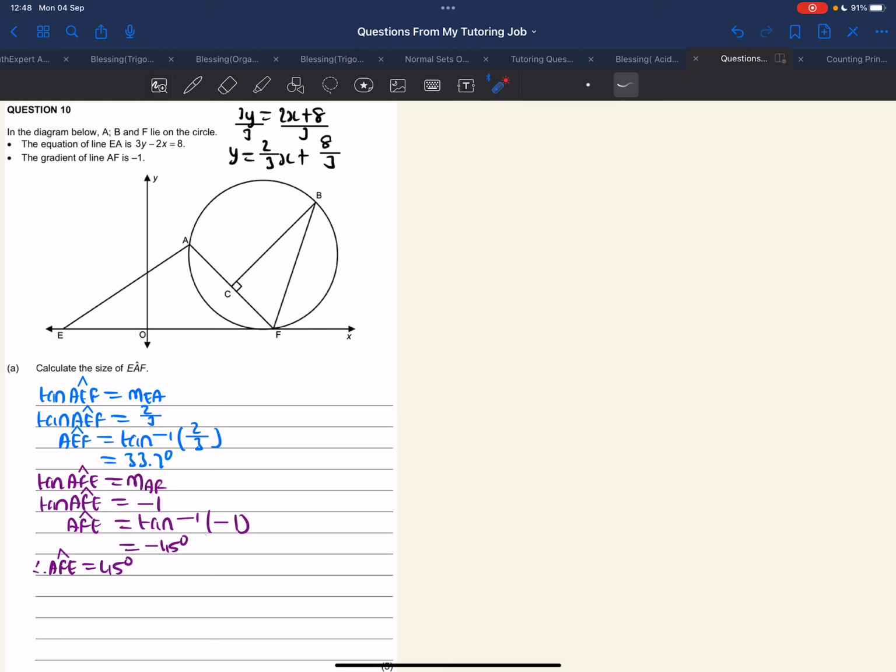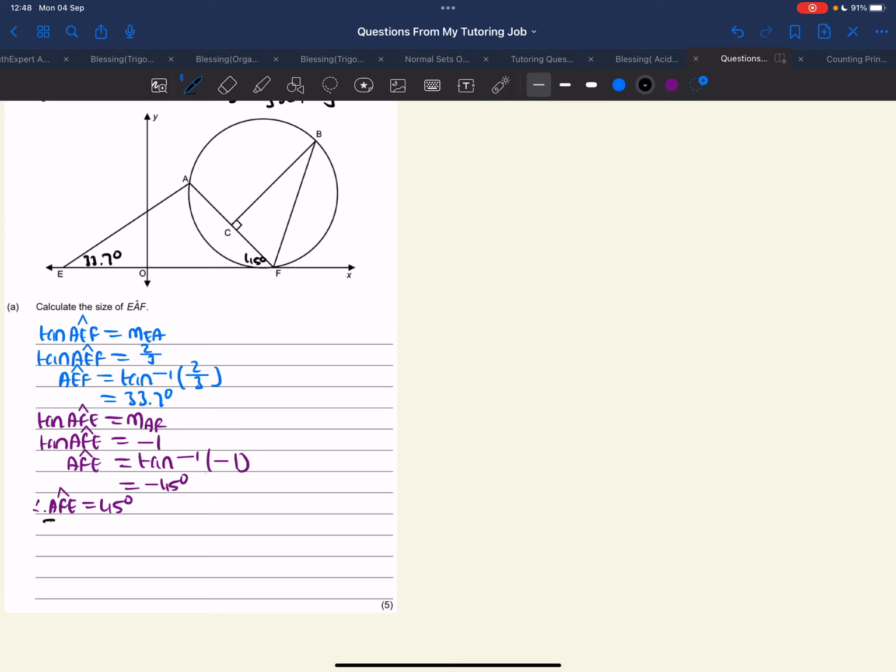So you could have just said shift tan of a half, and you would have gotten your answer, which is 45 degrees. So far we know that angle AEF is 33.7 degrees, and we also found that angle AFE is 45 degrees. Now to find angle EAF, we're going to say in triangle EAF, angle EAF is 180 degrees minus AEF minus AFE, and the reason for that is interior angles of a triangle.